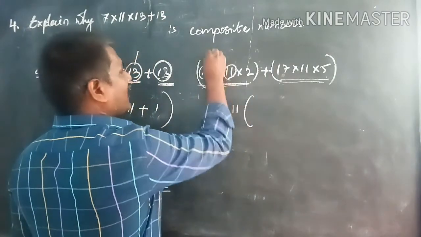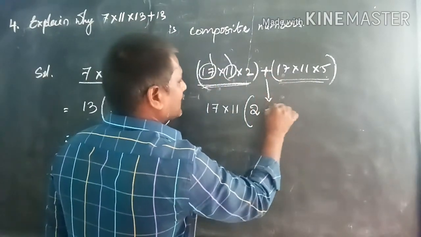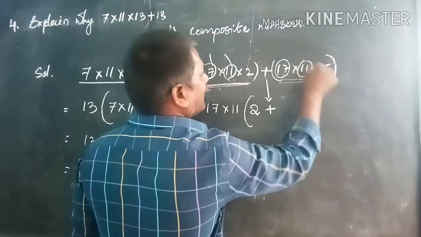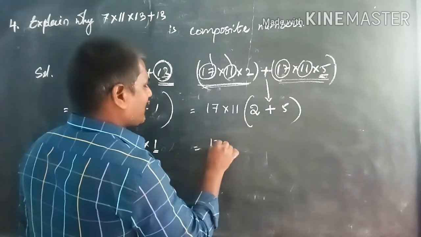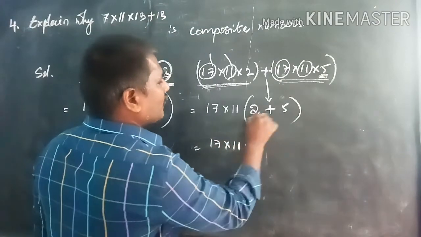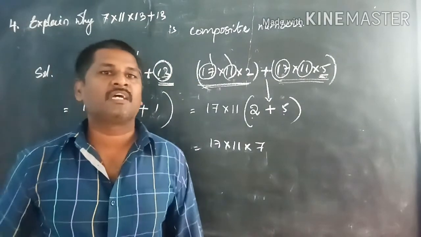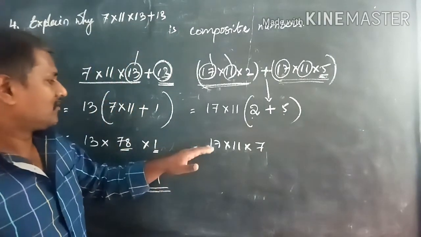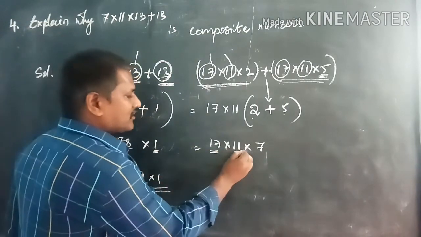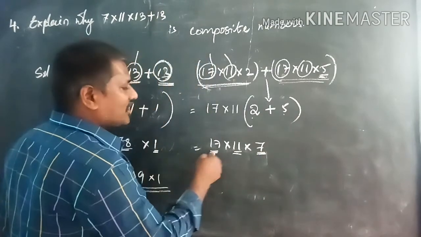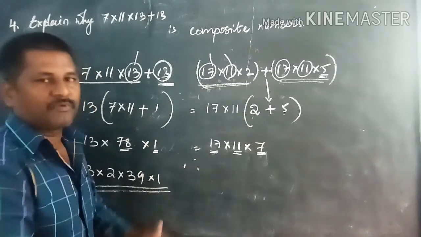If you take 17 and 11 as common factors, then the remaining number in the first term is 2. Then you write plus, and the remaining number in the second term is 5. Now the number is 17 into 11 into (2 plus 5), which is 17 into 11 into 7. As I told you, a composite number has more than 2 factors. So it has more than 2 factors: 17 is a factor, 11 is also a factor, and 7 is also a factor. So there are more than 2 factors. Therefore this number is a composite number.